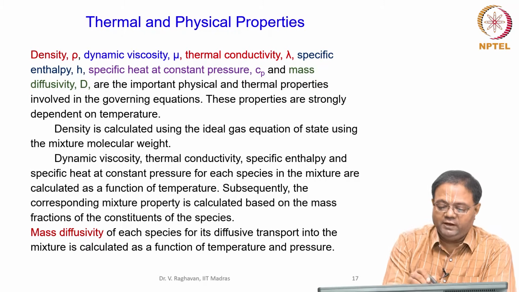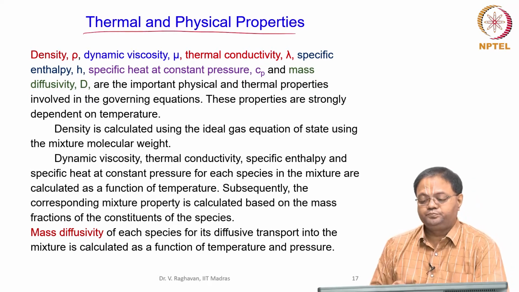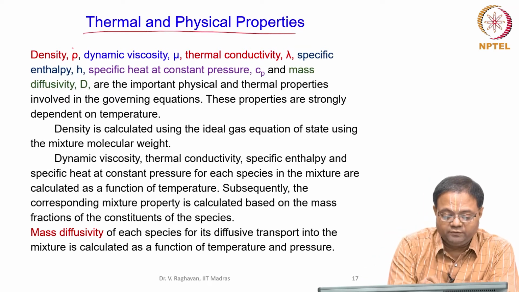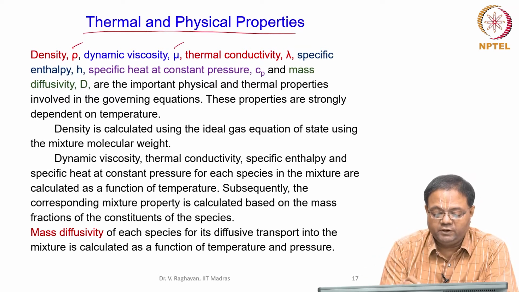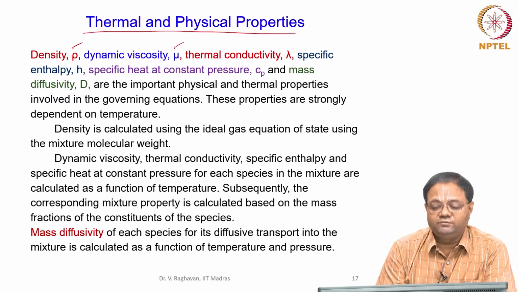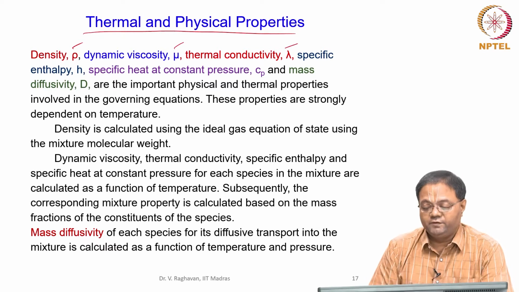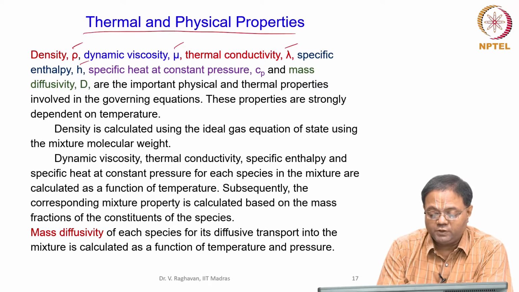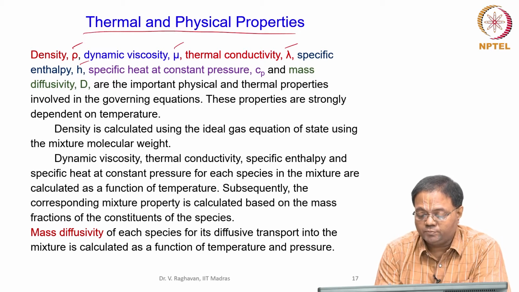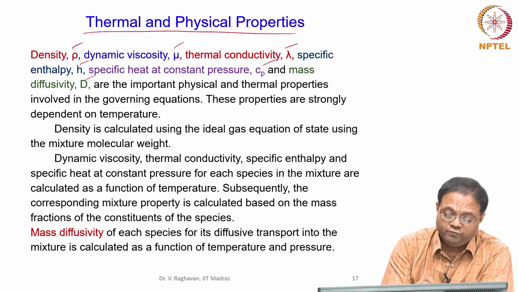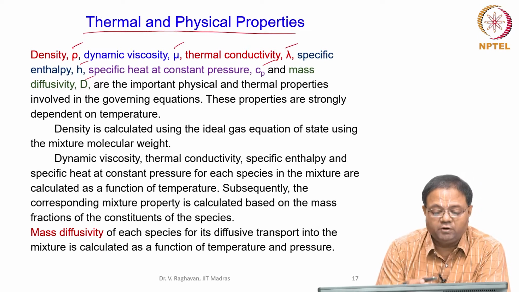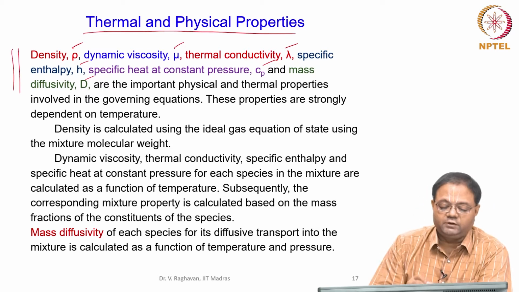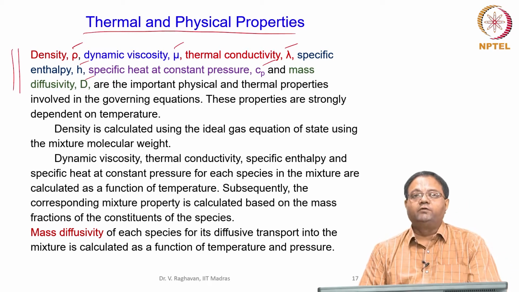Okay, now we will see some important properties which are required for the governing equations. The first one is density, then dynamic viscosity. The momentum equation has this, then thermal conductivity, which the energy equation has, then the specific enthalpy of the mixture, then specific heat at constant pressure Cp, then the mass diffusivity, for calculating diffusion velocities. So, these are the important physical and thermal parameters involved in the governing equations.